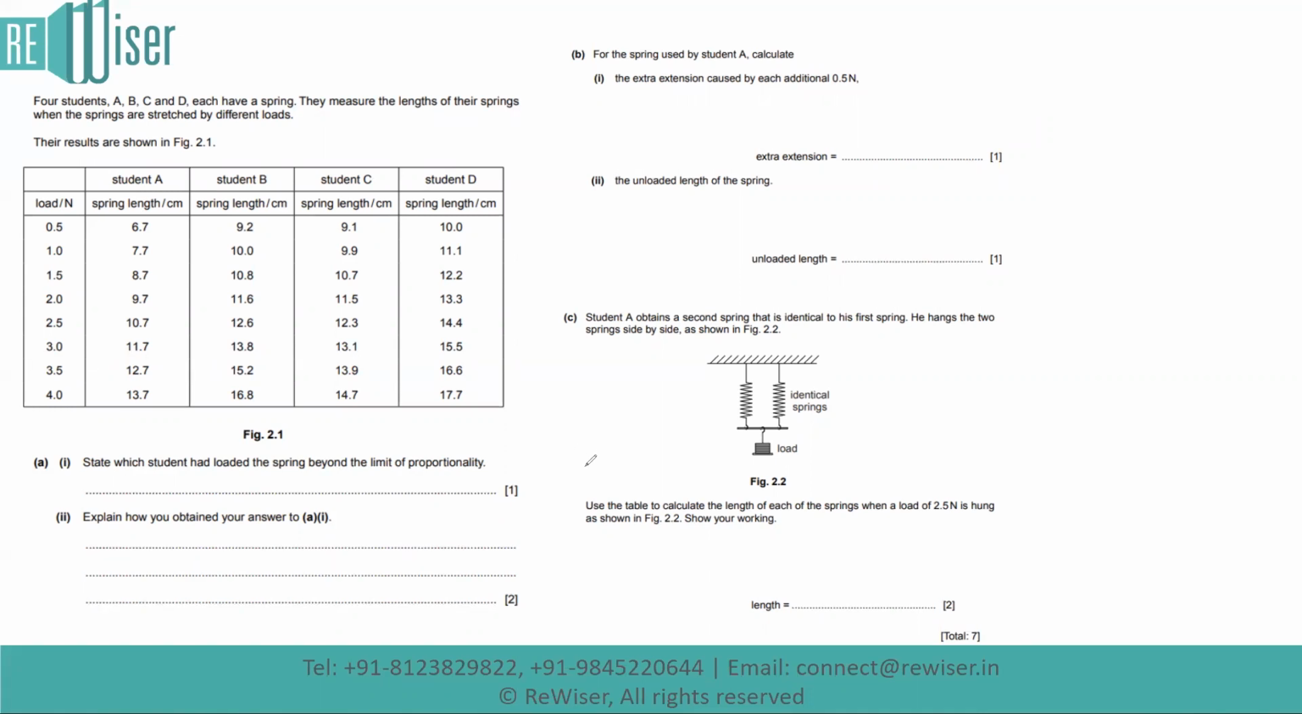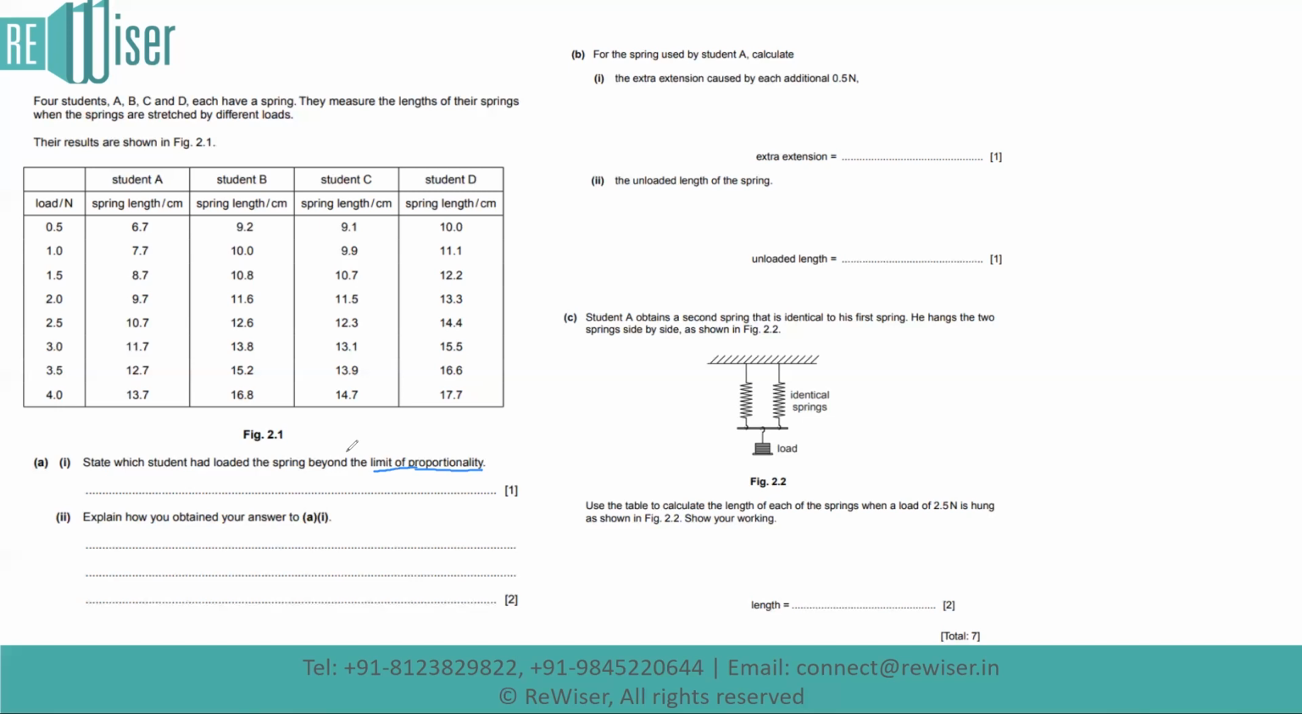We understand that the limit of proportionality is that concept where, when the load is increased uniformly, the corresponding increase in the length or the extension of a spring is also uniform, or there is a linear relationship between load or force versus extension. The point beyond which the linear relationship between the load and the extension is no longer obeyed is called the limit of proportionality, also known as the elastic limit.